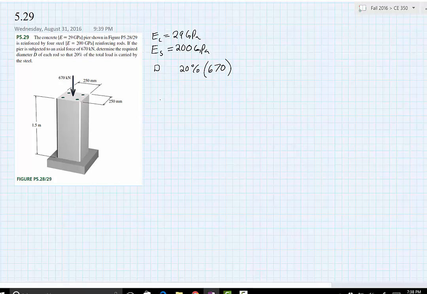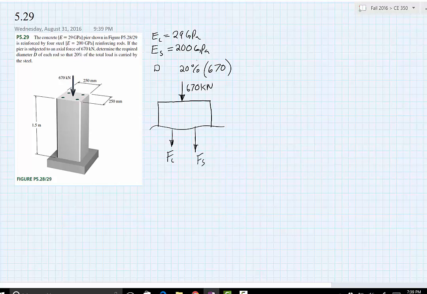Let's draw a free body diagram really quick. If we're looking at the very top section here, I just kind of cut this pier. We have 670 kilonewtons going down. Well, about 20%, we're going to have a force of that coming down due to the steel rods, and the load acting on the concrete coming down, right?